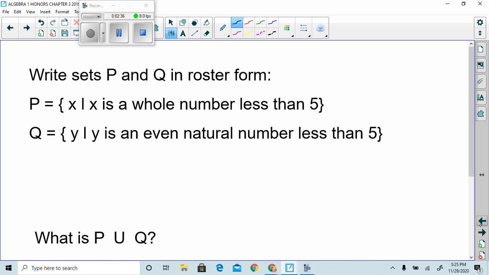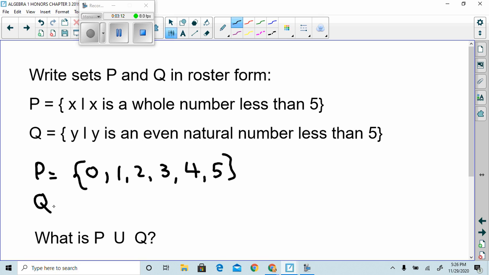Now let's take a look at sets P and Q. And we want to write them in roster form. They're given to us in set builder notation. So in roster form, we're thinking about making that list. And if you make a list, you just list everything in each of the sets. So here we go. Set P in roster form would be whole numbers less than 5. Okay, so your whole numbers less than 5, 0, 1, 2, 3, 4, and 5. Set Q in roster form is all even natural numbers less than 5, even naturals, so that's 2 and 4.